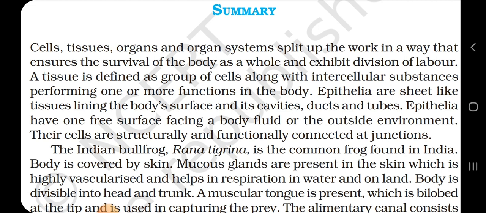The Indian bullfrog Rana tigrina is a common frog found in India. Body is covered by skin. Mucous glands are present in the skin, which is highly vascularized and helps in respiration in water and on land. Body is divisible into head and trunk. A muscular tongue is present, which is bilobed at the tip and is used for capturing the prey.